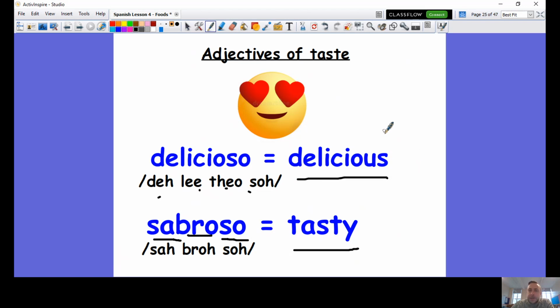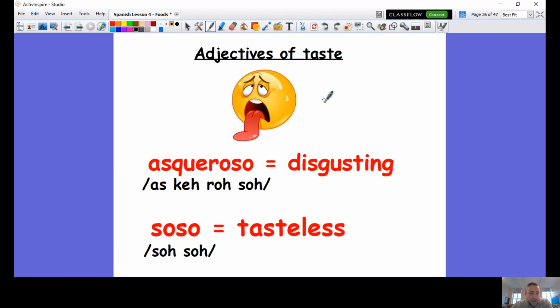So we have two positive adjectives. Our first one is delicioso. And our new one is sabroso. Muy bien. Now, we also have two negative adjectives. That means when we're describing foods that we don't like.